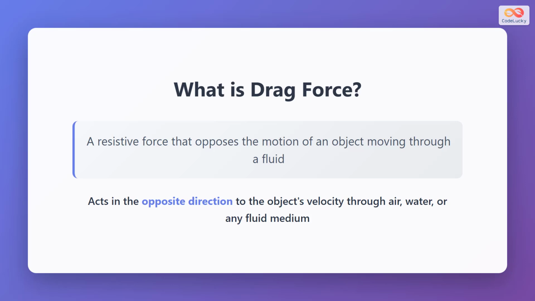Drag force is a resistive force that opposes the motion of an object moving through a fluid. A fluid can be either a liquid like water or a gas like air. This force always acts in the opposite direction to the object's velocity, trying to slow it down as it moves through the fluid medium.